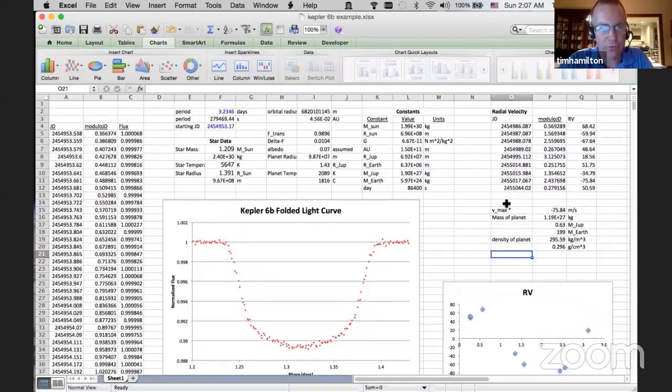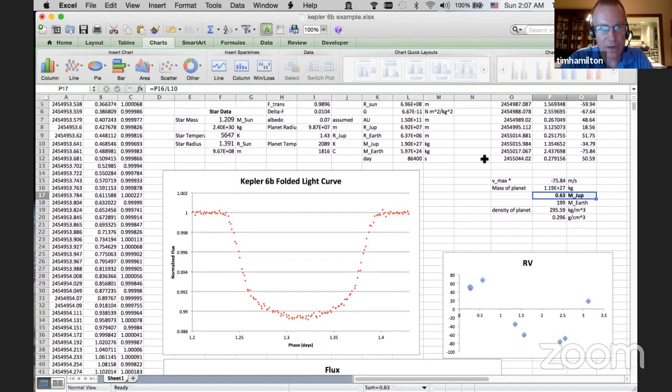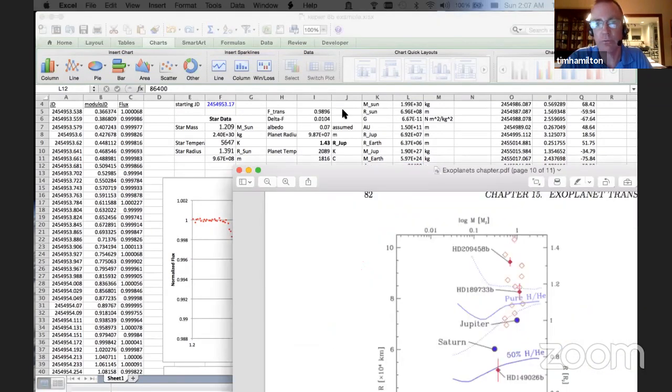And this makes sense because take a look here. It has a radius which is greater than Jupiter, but a mass which is much less than Jupiter. So it's a very fluffy kind of a planet there. Okay, now what composition do we get? Let's take a look at the mass in Jupiter masses and the radius in Jupiter radii. So 1.43 Jupiter radii and 0.63 Jupiter masses.